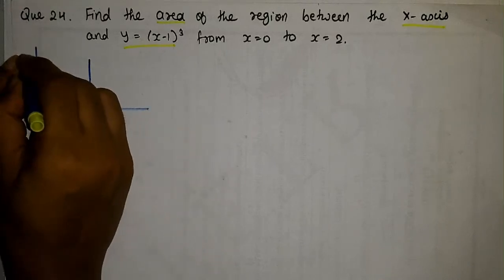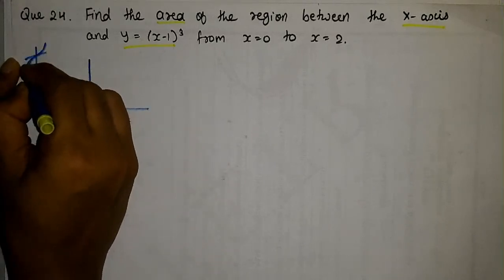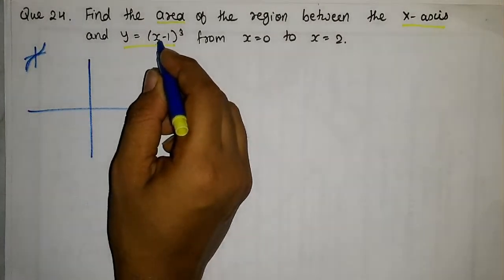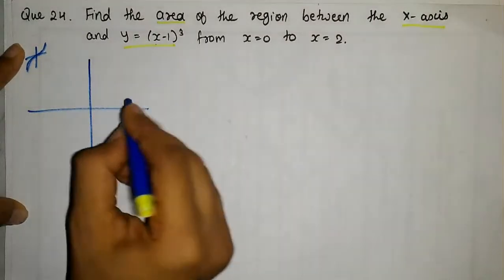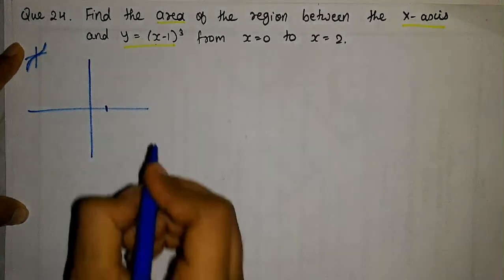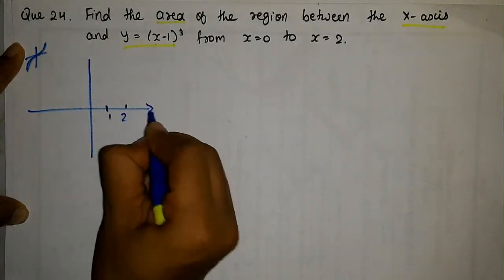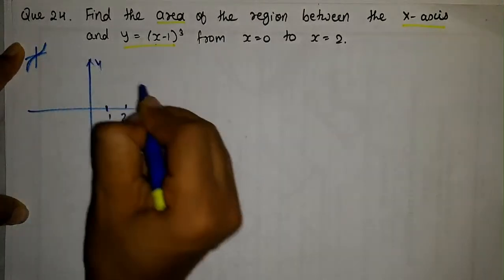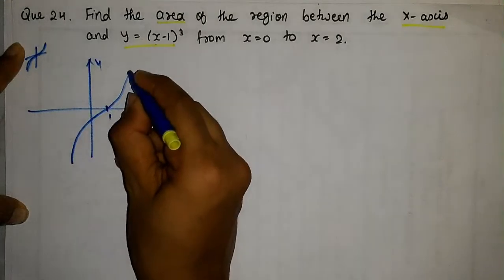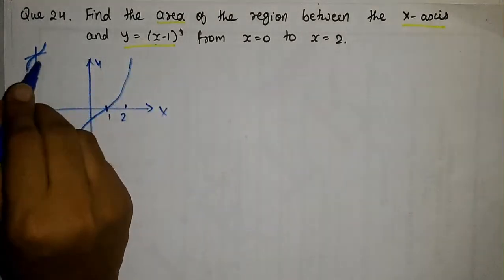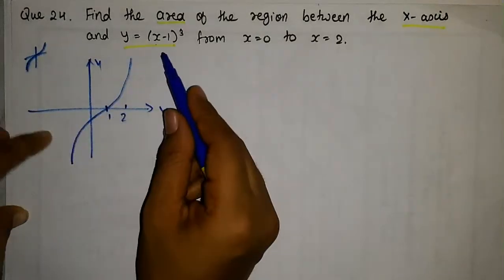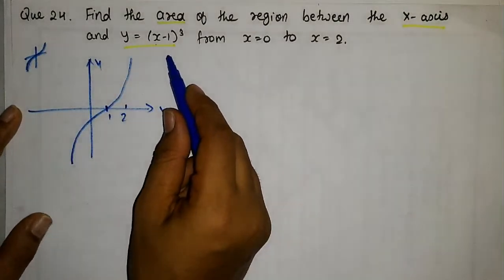We know that y is equal to x cube is a curve like this, but here we are given x minus 1. When we put x is equal to 1, we get 0. So we have to draw this curve from the point x is equal to 1. This is 1, this is 2, this is the x-axis, y-axis. So this curve is shifted to x is equal to 1. For x cube it passes through 0, but here it passes through x is equal to 1.